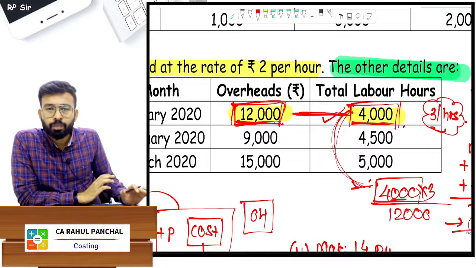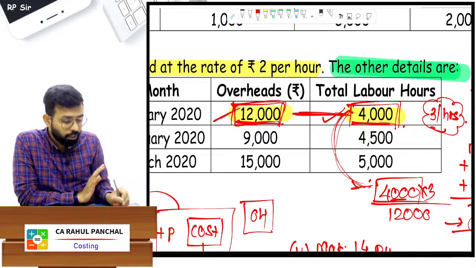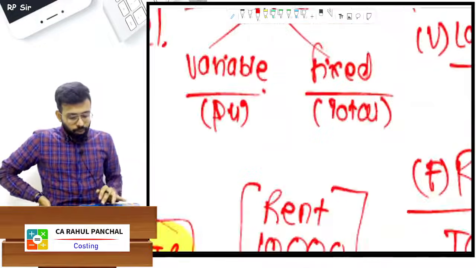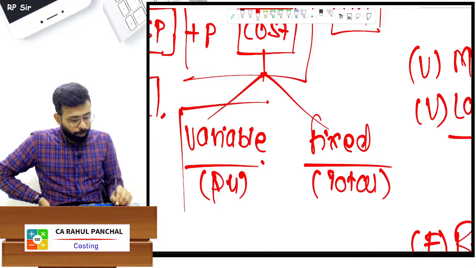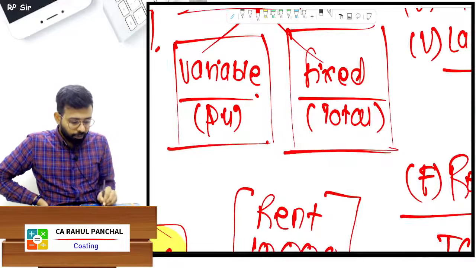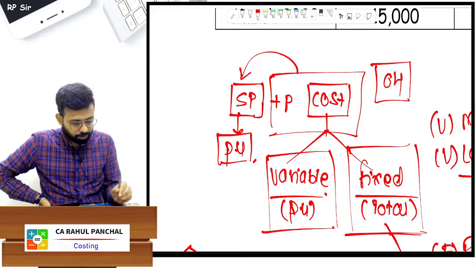Now, is it clear that 12,000 divided by 4,000 is not something which you pay, it is something which you recover from the customer? Payment is always done in totality as 12,000. It was in per unit, so there was no need to worry because fixed cost is paid in totality. So we converted that total cost into per unit basis, just to decide the selling price.